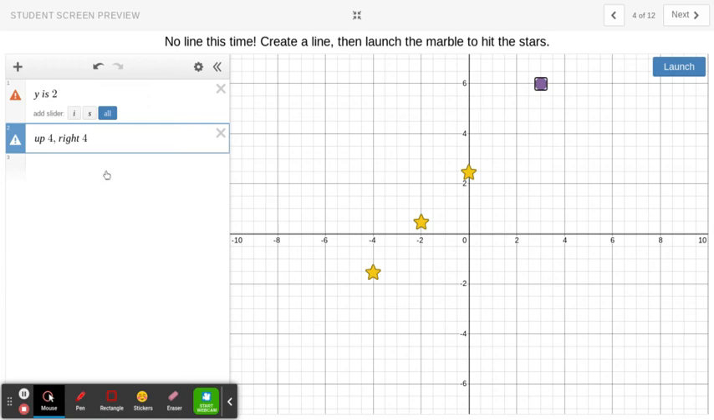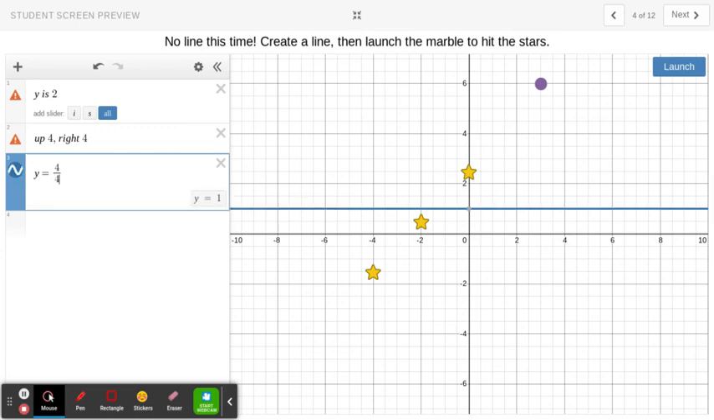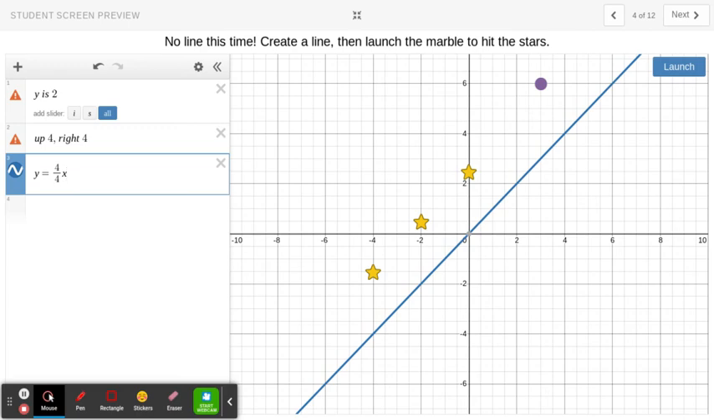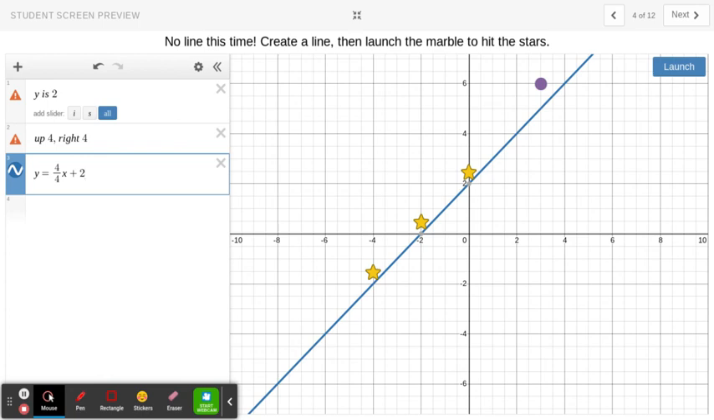So when I write my equation, y equals, up 4 is the top of my fraction, right 4 is the bottom of my fraction. They're both positive things. And because they're my movement, I'm going to put my x next to that. Then my y-intercept is 2, and it's a positive 2. So I can't just write 2 like this, that's not how it goes. It's got to show positive 2. It's got to be plus or minus. So we have a plus 2.